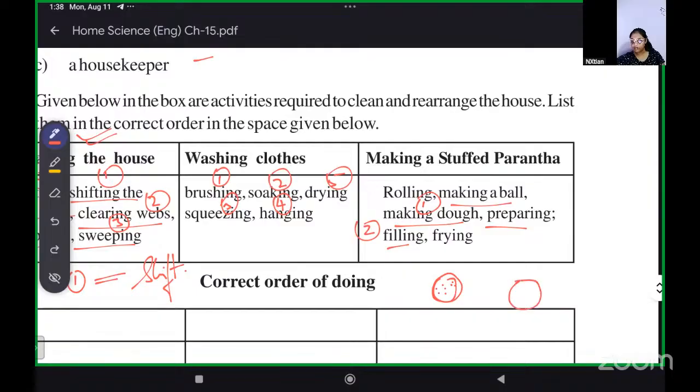Rolling is when you use the roller and then you spread it. This ball, you will spread it into a paratha and then you fry it. So that is the process. You make a dough, you prepare the filling, then you put the filling, you make a ball with the filling filled, then you roll it, and you spread, and then you fry it. So this is 1, 2, 3, 4 round.